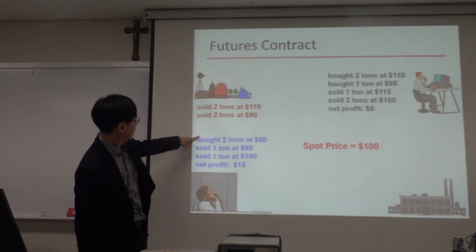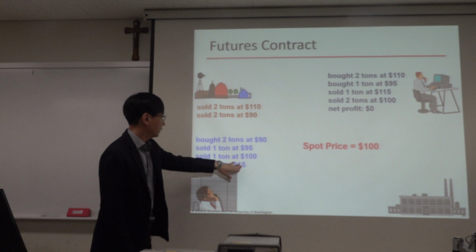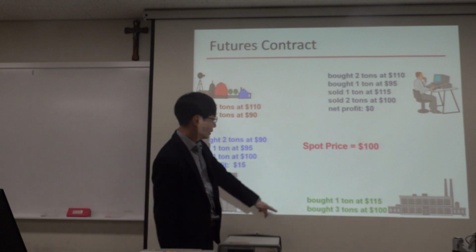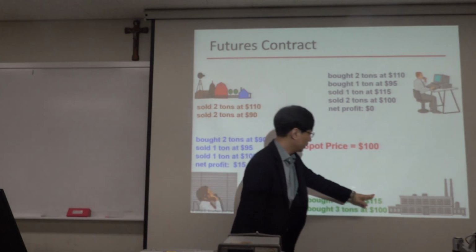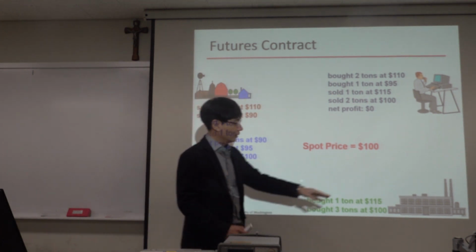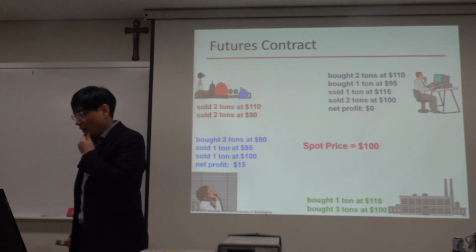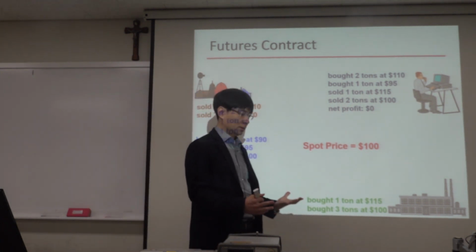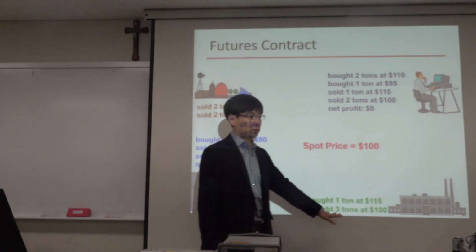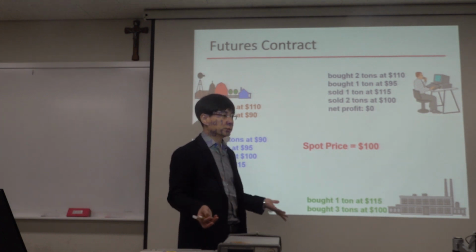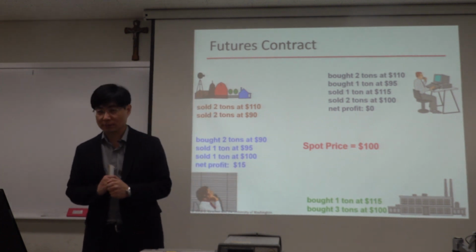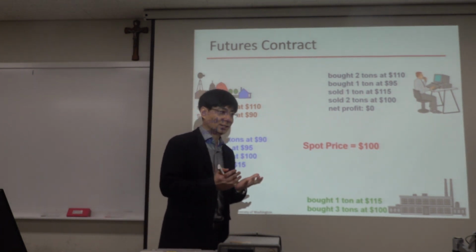This guy bought and sold, and the net profit is this much. And this guy bought 4 tons of wheat at this price. This is higher than the spot price. So the miller may think, yeah, I bought the wheat at a higher price. But anyway, because he made a contract before September 1st, he could do something else. Or at least he could get a good night's sleep. Again, getting a good night's sleep is important.